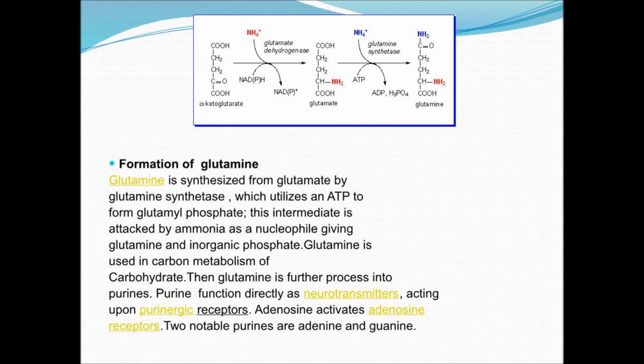Glutamine is used in carbon metabolism of carbohydrate. Then, glutamine is further processed into purines. Purines function directly as neurotransmitters, acting upon purinergic receptors. Adenosine activates adenosine receptors. Two notable purines are adenine and guanine.